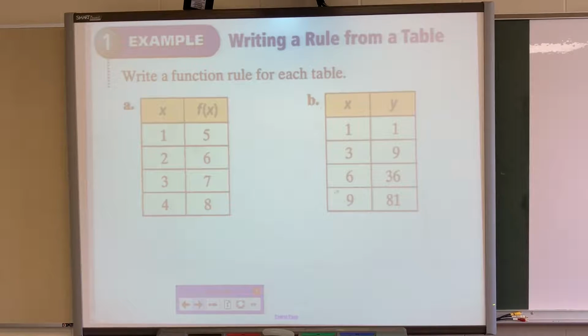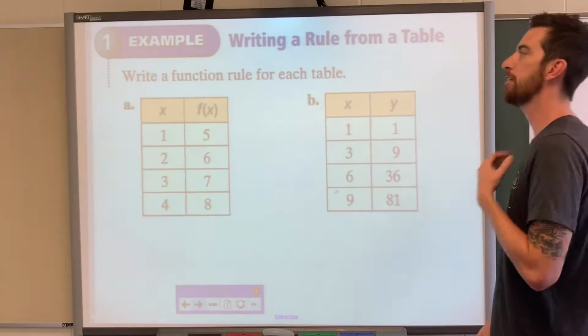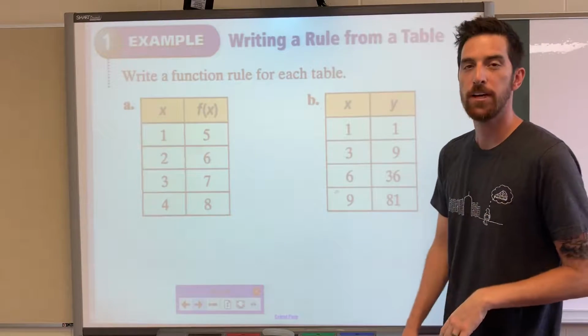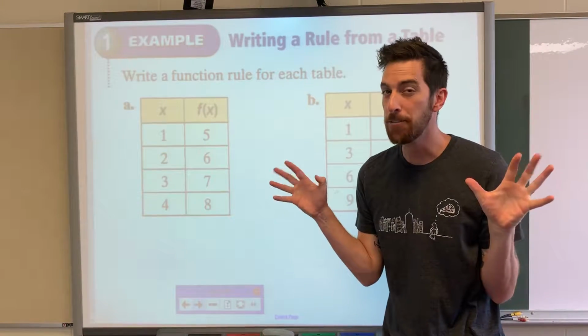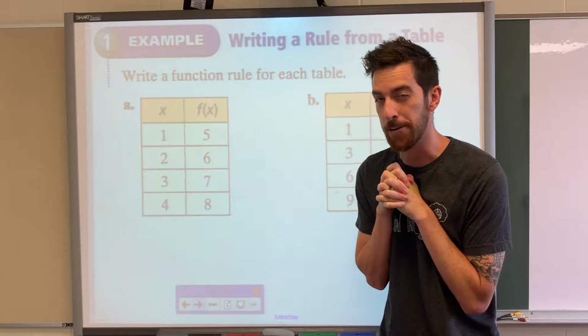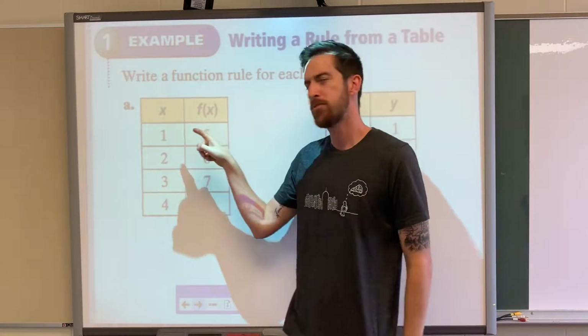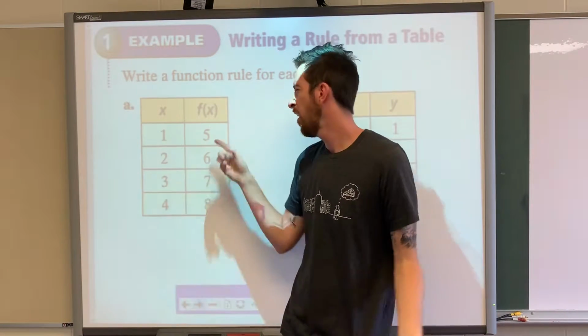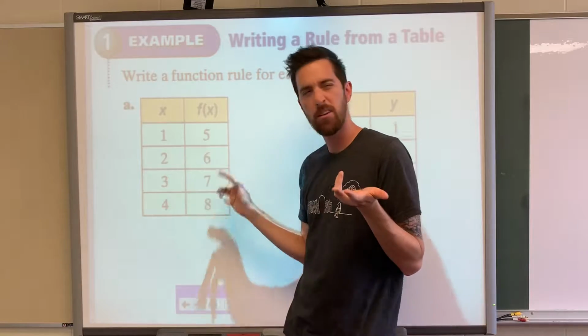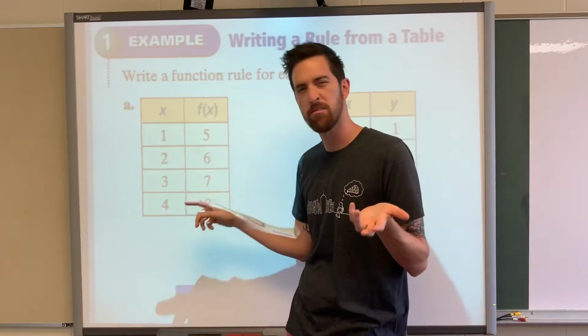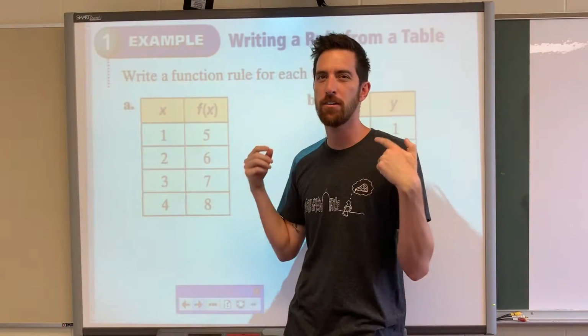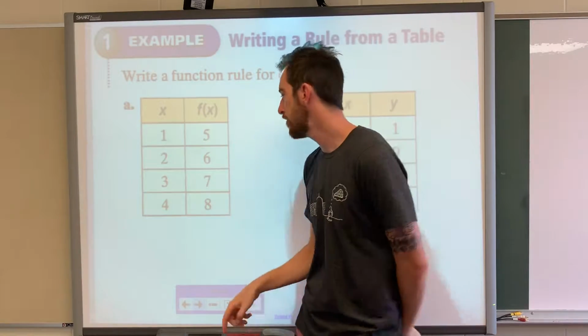These are like one of my favorite things. Writing a function rule for each table. It's basically saying, figure out the puzzle of what's going on here. Figure out how some equation where I put in 1, I got out 5. I put in 2, I got out 6. 3 to 7, 4 to 8. We have to figure out something that works for every set of those.